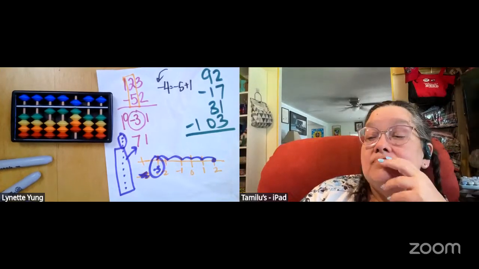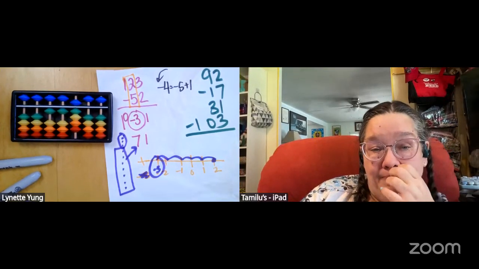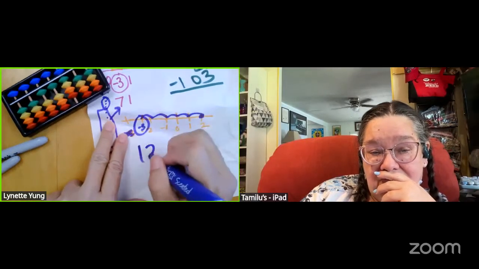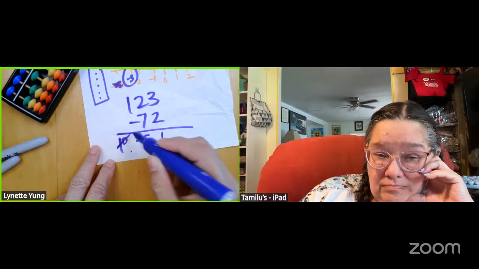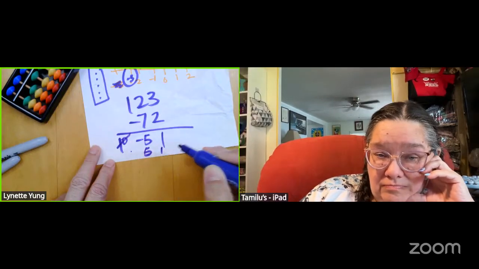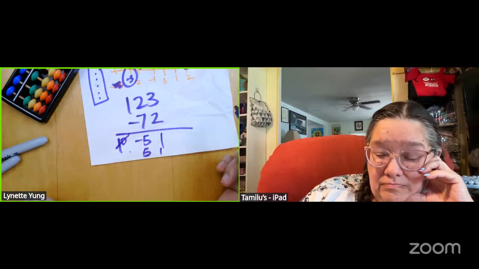So what if it was 123 minus 72? Then what? It'd be the same problem, same thing. So let's do it again. So we do 1, 2, 3 minus 72. Still same, minus 5. This becomes 0, and then this becomes 1. So it's still, this becomes 5 and 1, because you take this and you subtract it.